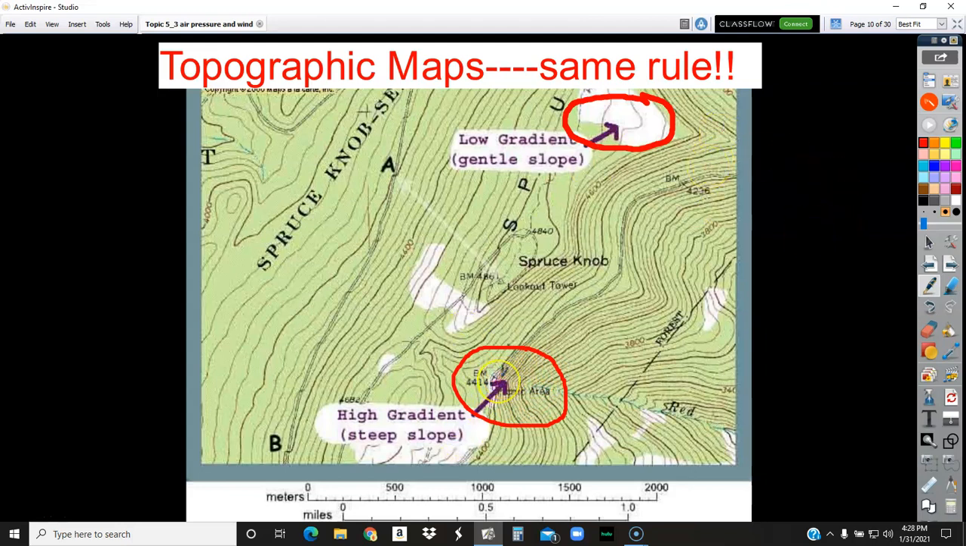If this was isobars to show pressure, this would indicate down here that it was very, very windy in this part of the map. Up here would indicate that it was very calm, no wind up here. And so you use the same rule when it comes to isobars as you would to contour lines.